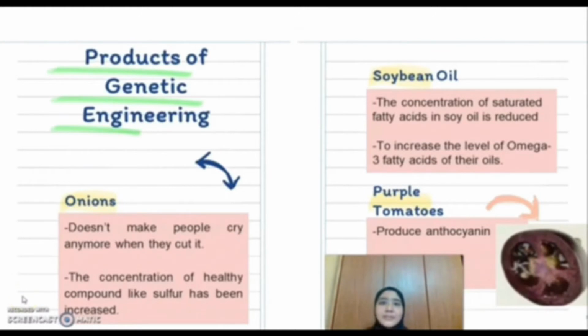Okay, so the third one is quite interesting because dia dipanggil as purple tomatoes. Okay, selalu kan kita tengok tomato semua warna merah kan, tapi dengan wujudnya genetic engineering ni, tomatoes yang warna merah pun boleh jadi warna purple. Okay, purple tomatoes ni terhasil apabila a gene from a decorative plant ditransfer ke dalam buah tomato ni. So bukan saja color bertukar daripada merah ke purple, tapi juga ia produce anthocyanin. So anthocyanin ni is good lah for our body sebab dia reduce the cancerous cells in our body.